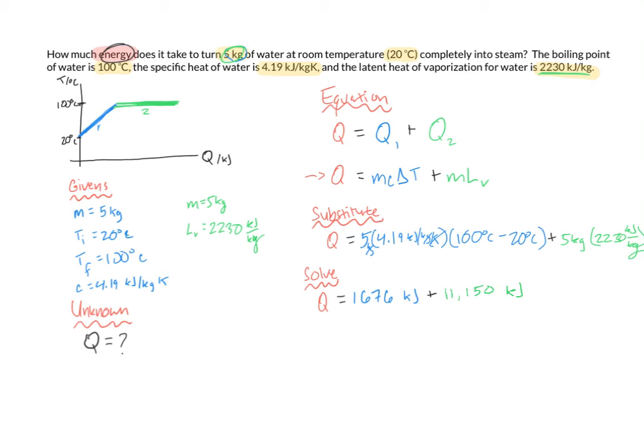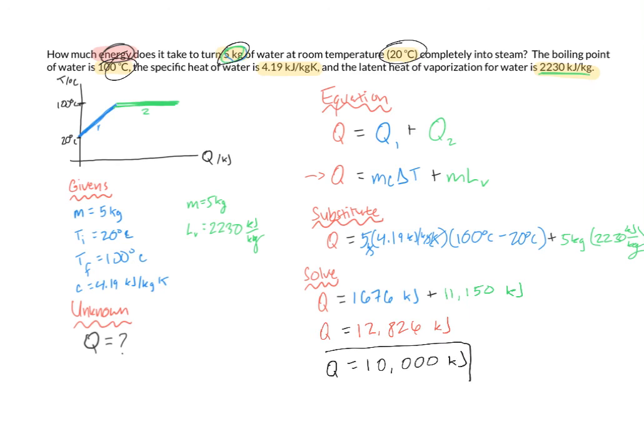So, all I need to do now is add those two numbers together. And when I do that, I will find that the heat required to complete this full operation is 12,826 kilojoules. Or, if we're using sig figs, Q is equal to 10,000 kilojoules, because we've got one sig fig here with our 5 and our 20 and our 100.